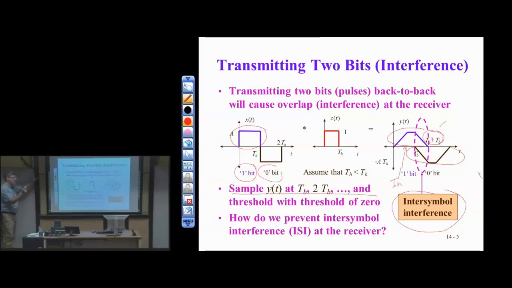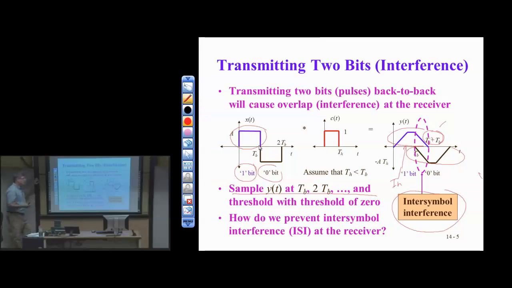Now, how much delay would you put in? It depends how bad your system is, but from this model, how long would you wait? Capital T sub H, right? If you don't transmit for capital T sub H seconds between bit transmissions, then you allow this convolution effect to finish before the next symbol arrives at the receiver, or bit in this case.